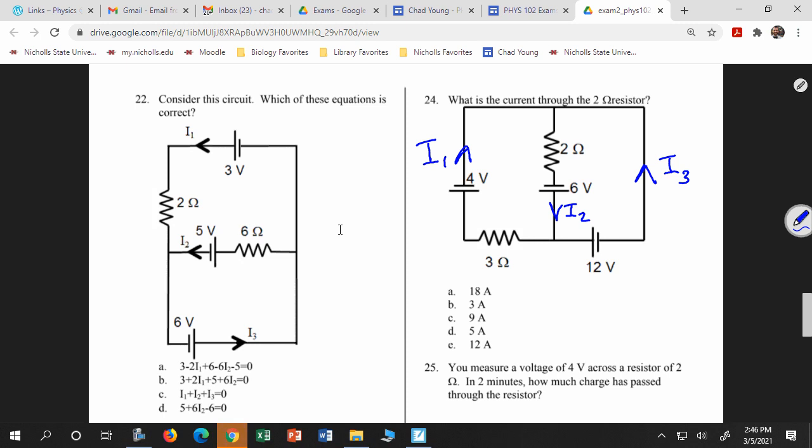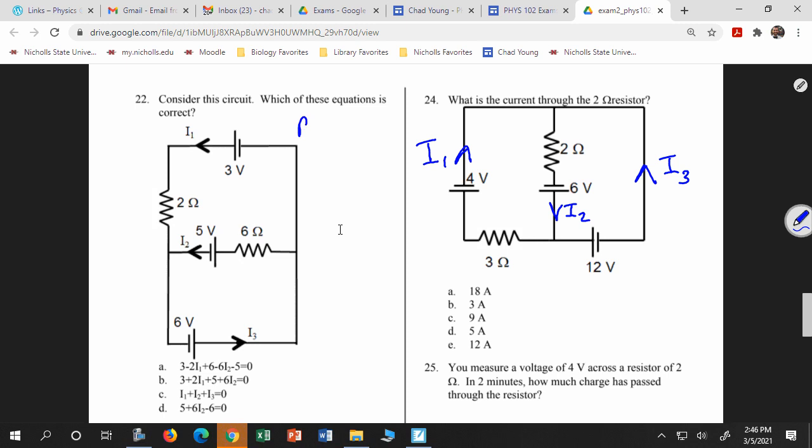So first of all, I'm going to look at it and think, okay, which equations do I want to write? Y'all think for a second. Looks like the right loop might be a pretty good loop, right? I can write the right loop, and then the big loop, and then the junction rule. Those are good equations to write because they're going to give me equations with only one variable in them.